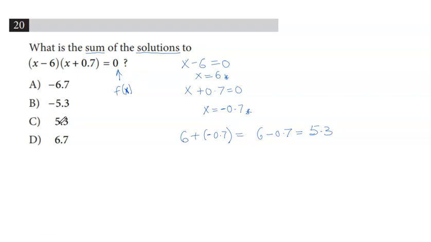So be careful when you're going down the list. You see minus 5.3 comes first. We want positive 5.3. So the answer will be C, right? So this question, you could have just put f of x here instead of 0. The mention of solutions should tell you that this is happening when f of x is equal to 0, somewhere on the x-axis, right? So basically the x-intercepts for the function.